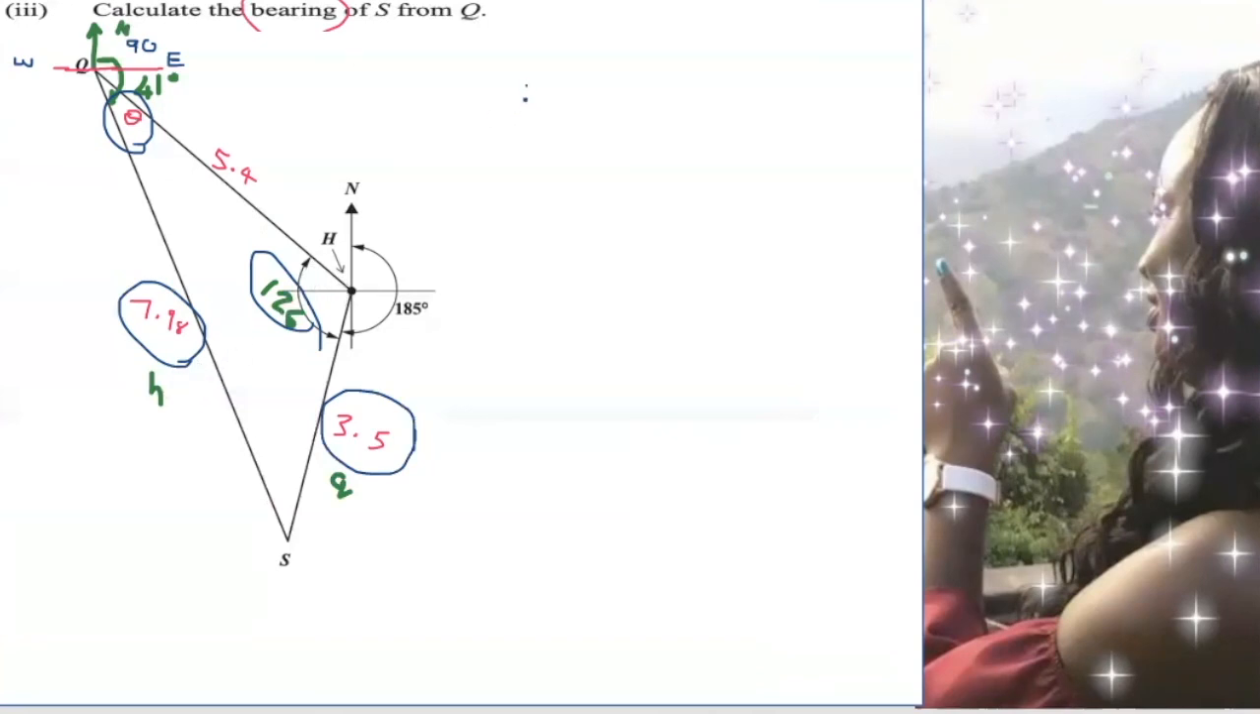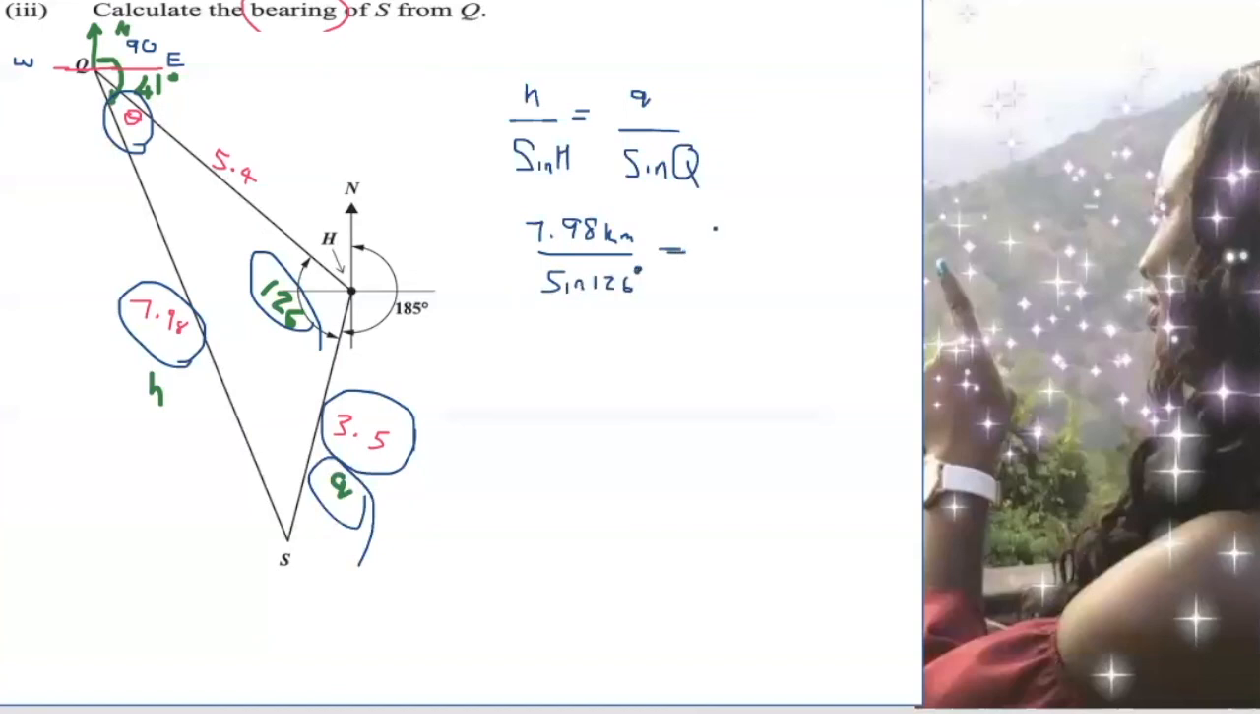So the sine rule will be side H over sine capital H is equal to side Q over sine capital Q. So what do I have? We know that side H is 7.98 kilometers, and we know that the angle H is 126. We also know that side Q is 3.5, and we are trying to find angle Q. So let's leave it as theta.